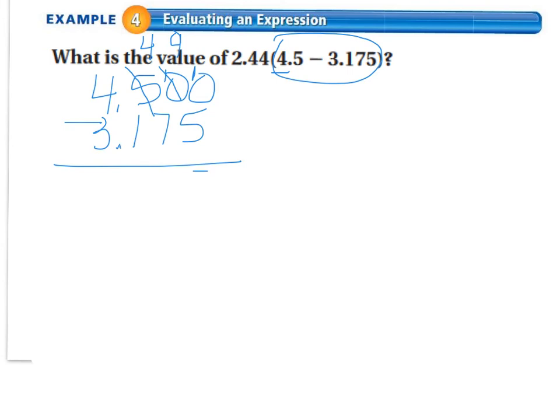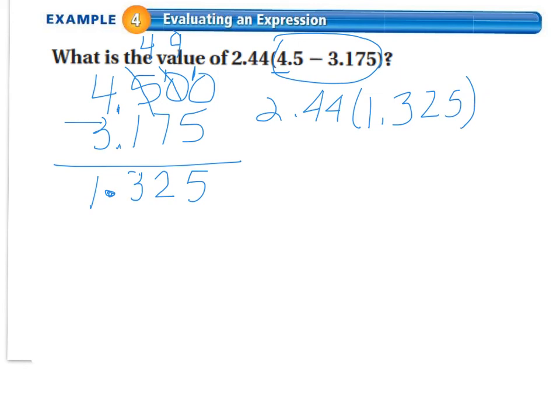10 minus 5 is 5. 9 minus 7 is 2. 4 minus 1 is 3. And 4 minus 3 is 1. And then I need to always remember that in subtraction or addition, I bring my decimals straight down. So it would go right here, and this part of the expression now would be 1.325. So my expression now would look like this: 2.44 times 1.325.